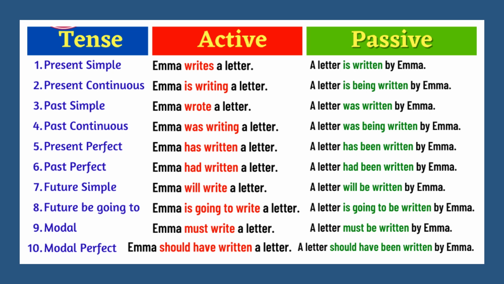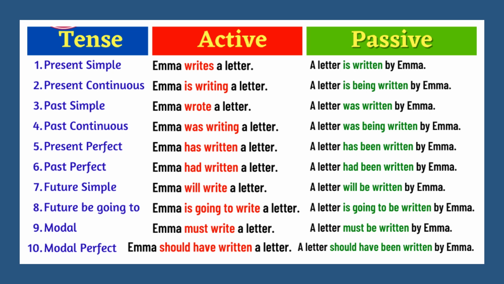Then the simple past: the main verb is changed from wrote to was written by Emma. Then over here you can see in the past continuous tense, Emma was writing a letter. Then we have a letter was being written by Emma. Then the present perfect: Emma has written a letter, and a letter has been written by Emma. So the addition of been is there, because in the first slide we know that after changing the active into passive voice, the object becomes the subject, the subject becomes the object with the addition of by, but we can change by into being or been accordingly after observing the tense of the sentence.